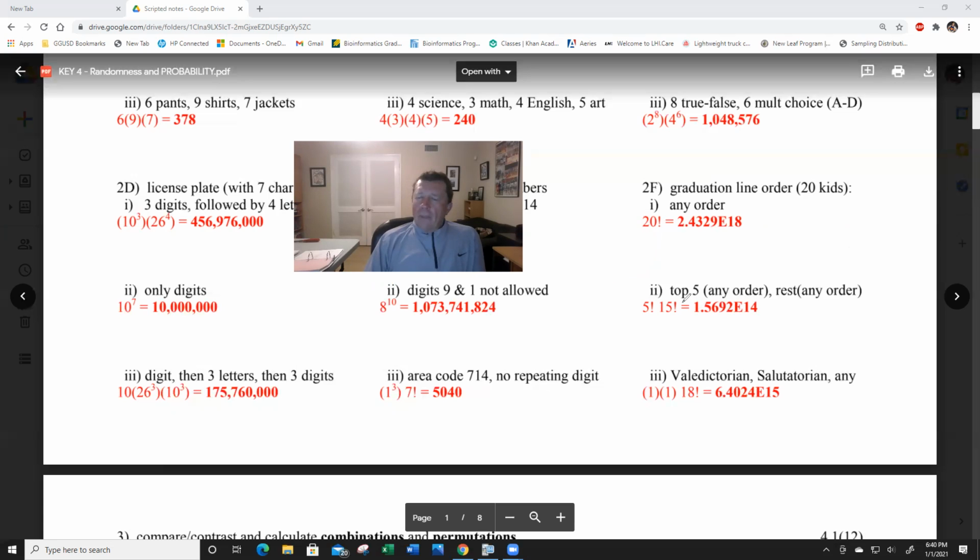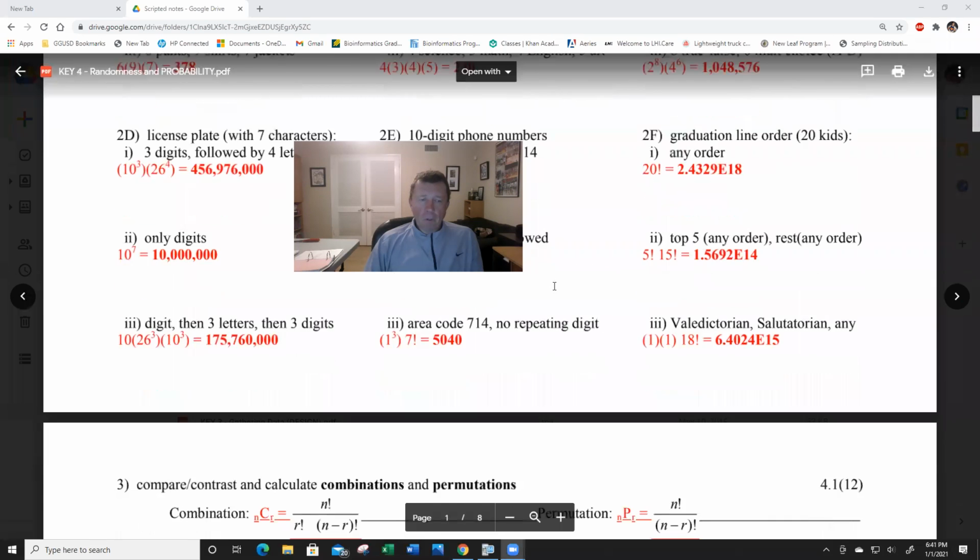Okay, and then the top 5 in any order. So the top 5 students in any order, that's 5 factorial, and then the rest would be multiplied by 15 factorial. And again, that's like 1.5692 times 10 to the 14th. The number is so massive, I had to do something different there. All right, and the next one, valedictorian, salutatorian, and any. Well, valedictorian goes first, only one option. The salutatorian goes second, only one option. And everybody else goes third. There we go. Okay. So again, pause the video anytime to do that, which is kind of the whole point of this thing. Go a little quicker.